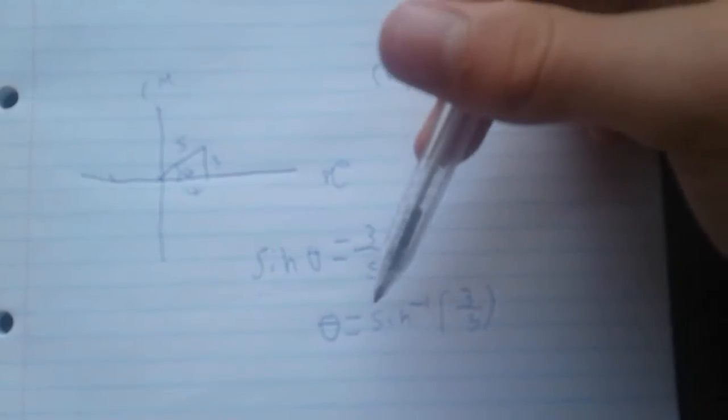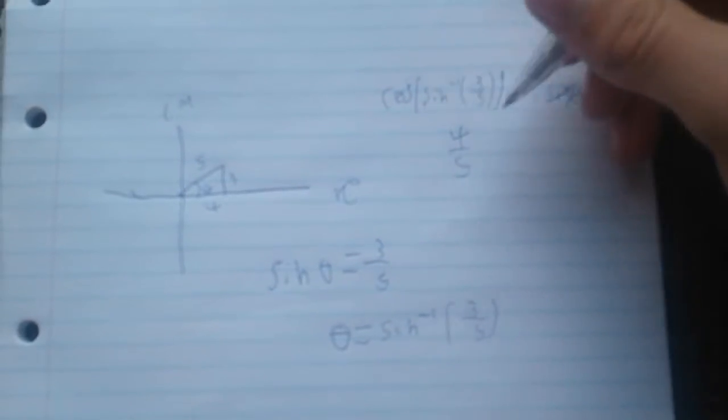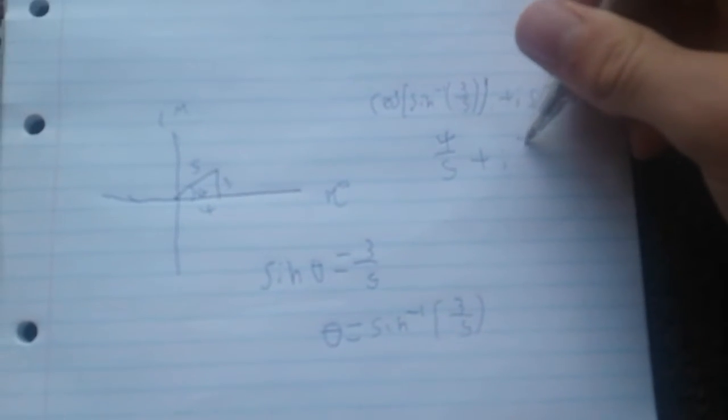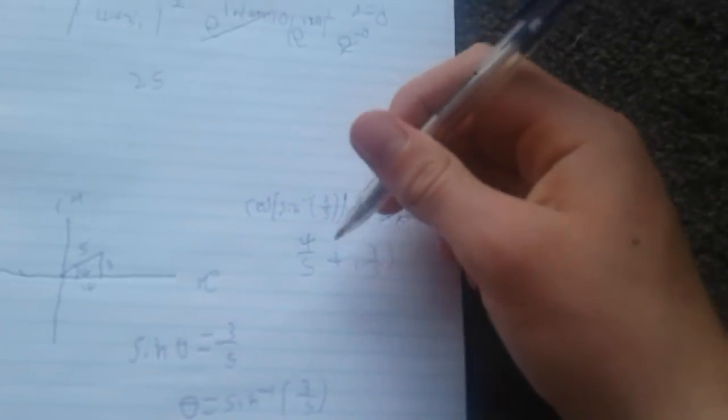And here, what's inverse sine of 3 over 5? Well, that's just theta, right? This theta. And what's cosine of theta? That's adjacent over hypotenuse. So that's just 4 over 5 plus i 3 over 5. But we do have the squared, we can't forget that.